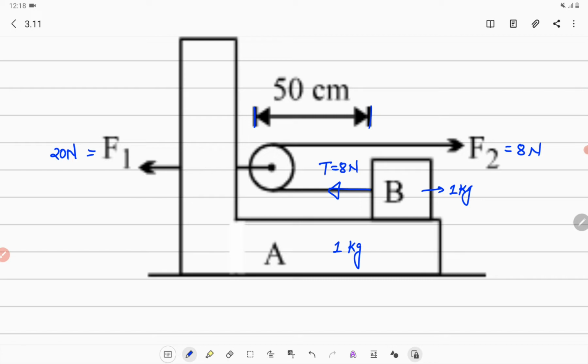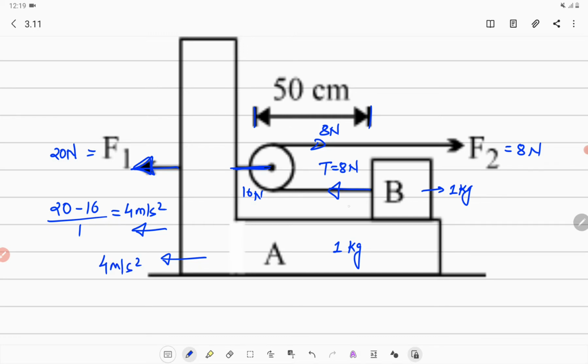If you observe the block A, force F1 is pulling the block in the forward direction, but there will be a force from the pulley here. The tension in the rope is 8 Newton, so the force on this rope should be 16 Newton. So the net horizontal force on the block A is going to be 20 minus 16, so its acceleration is going to be 20 minus 16 divided by its mass, which is 1, so it should be 4 meter per second square. It means block A is going forward with an acceleration of 4 meter per second square.